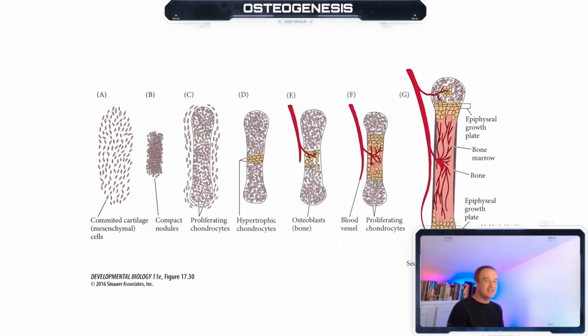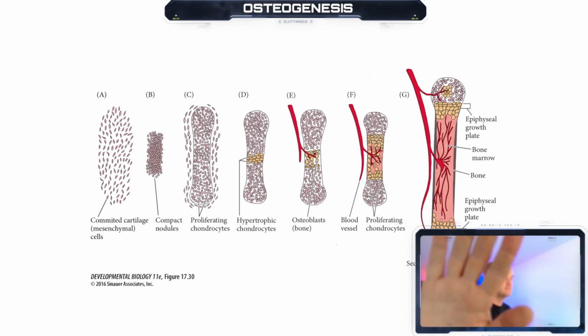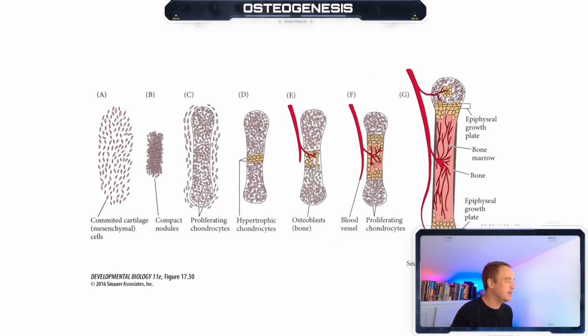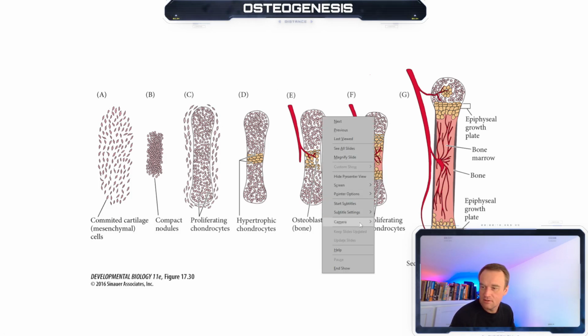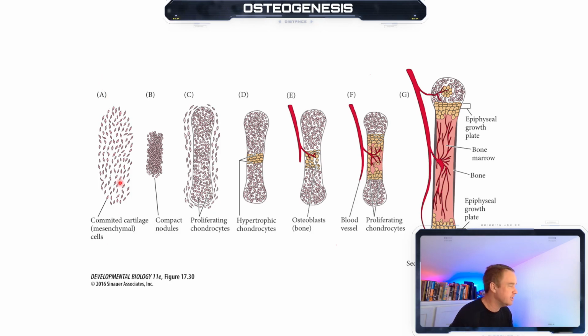Schematic diagram of endochondral ossification. Ossification meaning the formation of bone tissue. Focus, camera. Focus, thank you. All right. Part A. Let me get my laser pointer. All right, part A over here.